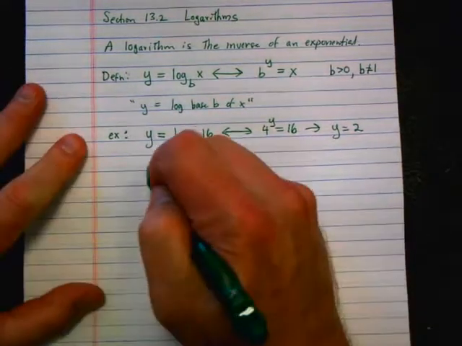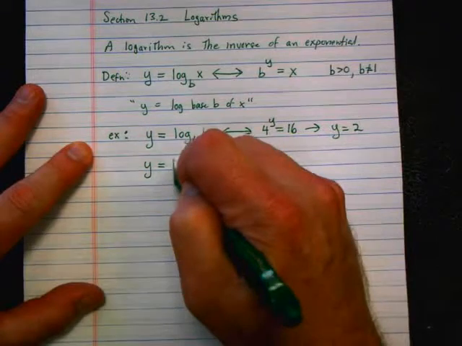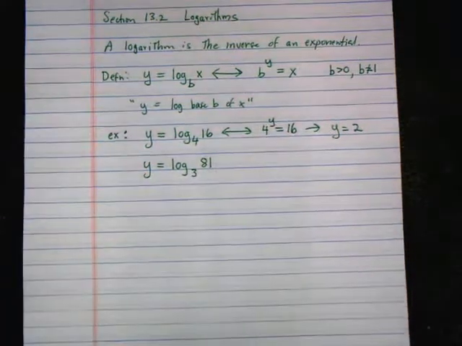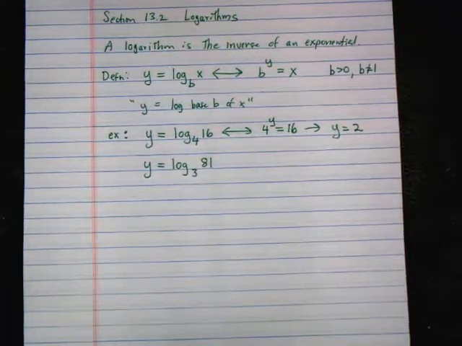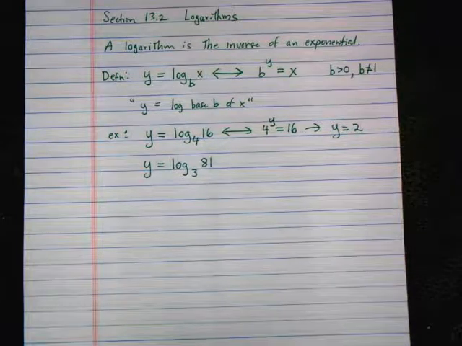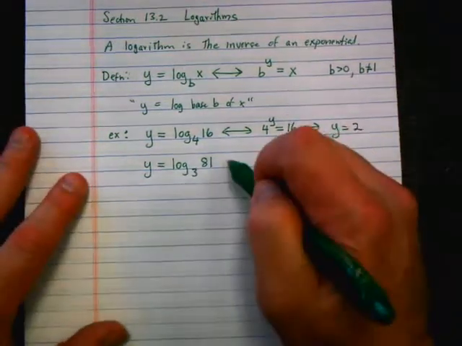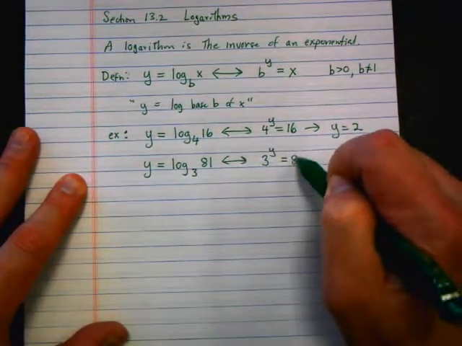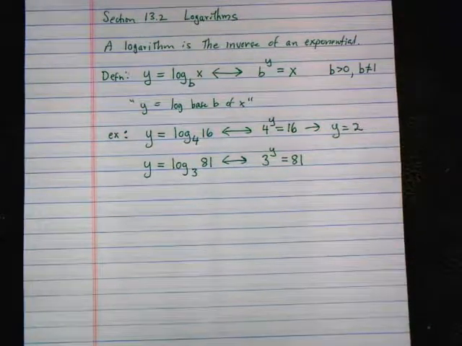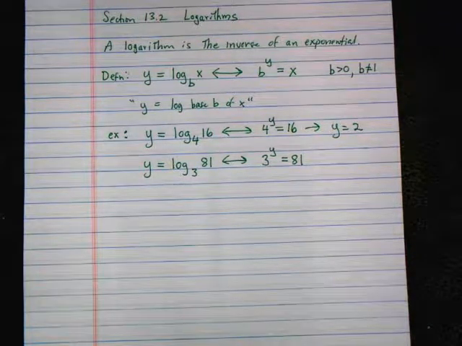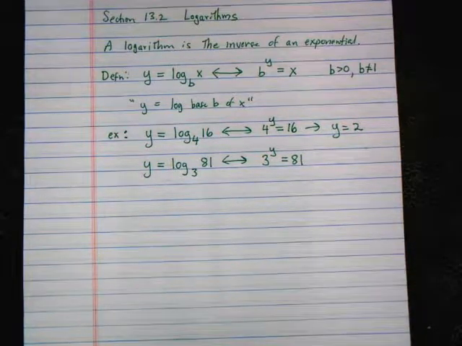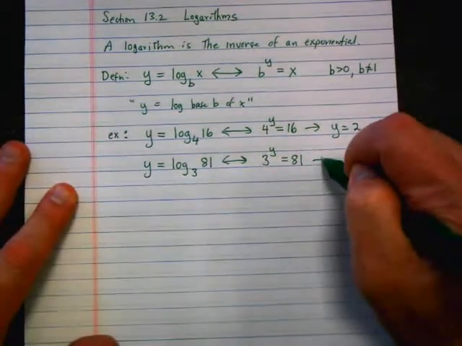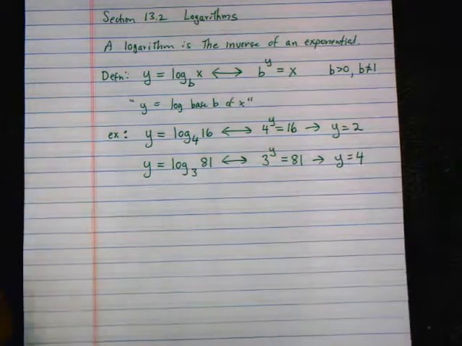All right, how about if I give you y equals log base 3 of 81. Well, that's the same as asking 3 to what power gives you an answer of 81. Those are the exact same questions. Well, no, 3 cubed is only 27, unfortunately. 3 to the 4th gives you 81. You were close. You're off by 1. So y would be 4. 3 to the 4th equals 81.